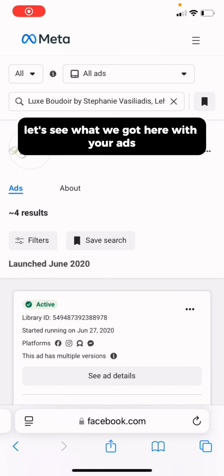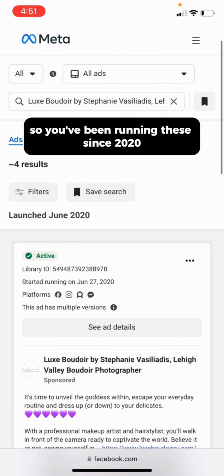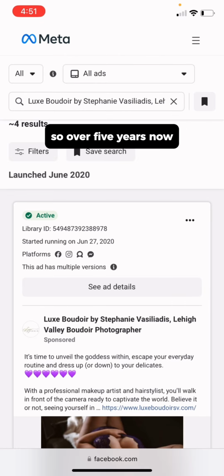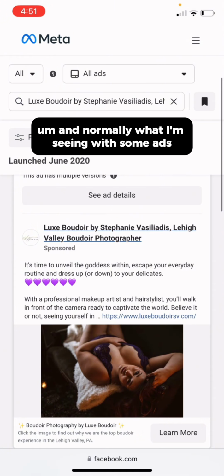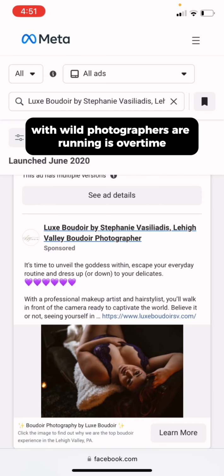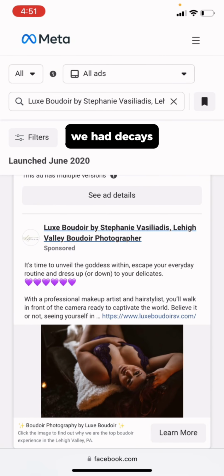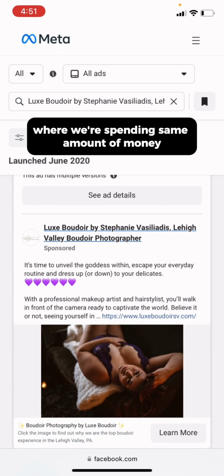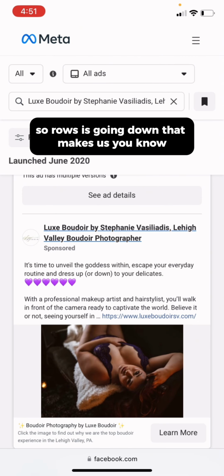All right, Stephanie, let's see what we got here with your ads. So you've been running these since 2020, so over 5 years now. And normally what I'm seeing with ads boudoir photographers are running is that over time they decay, where we're spending the same amount of money but getting less sales out of it. So ROAS is going down.